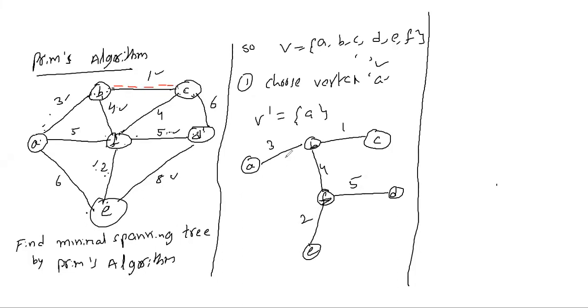Is every vertex covered? A, B, C, D, E, F. Now see the possible sum. What did you get? 3 plus 1, 4 plus 5 plus 2. How much is its value? 15. So whether you start with A or B, you get the same answer. So remember, I'm explaining one more time. When you come to F vertex, listen here.